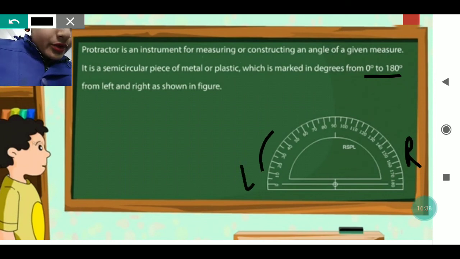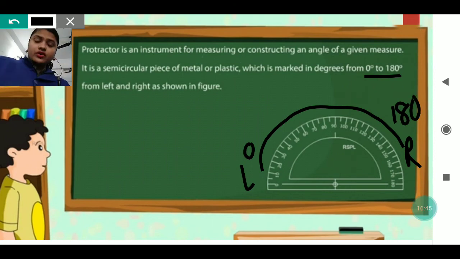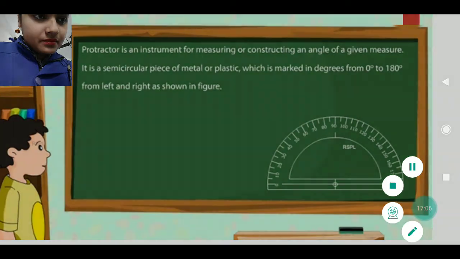From here to here, when you observe, it starts from 0 and ends at 180 degrees. So you can see like this, and with the help of this protractor we measure how much the measurement of a particular angle is, and with the help of this protractor we can draw angles also. You can see one example here.